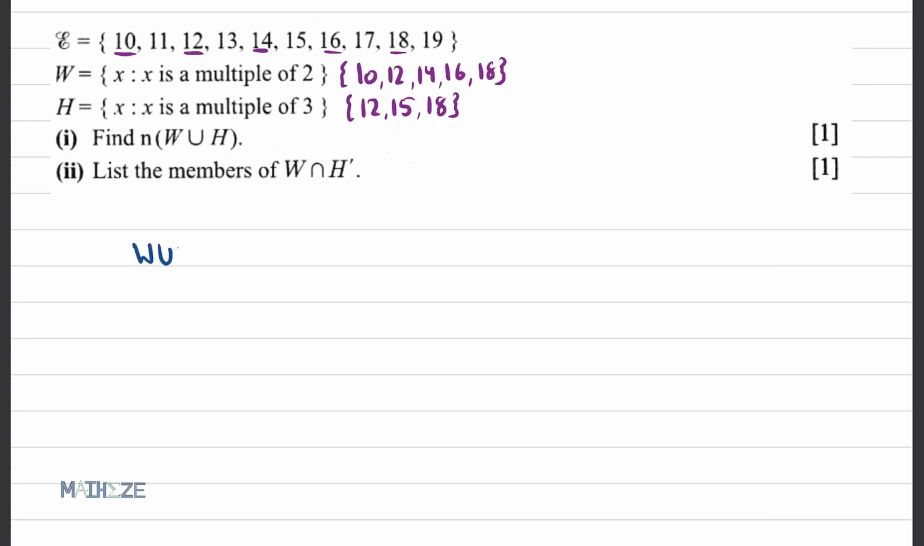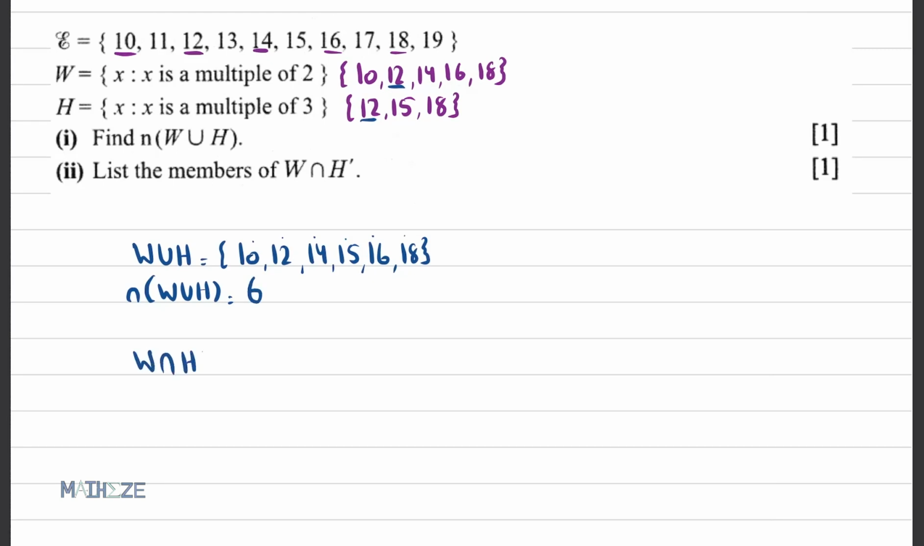What does union mean? All the elements present in W and H. But those which are repeated, you write only once, like 12, you write it once. Then 14, then 15, then 16, and then 18. But will we get the marks? No, sir. Because the question says n of W union H. That means number of elements. 1, 2, 3, 4, 5, 6. Got this?